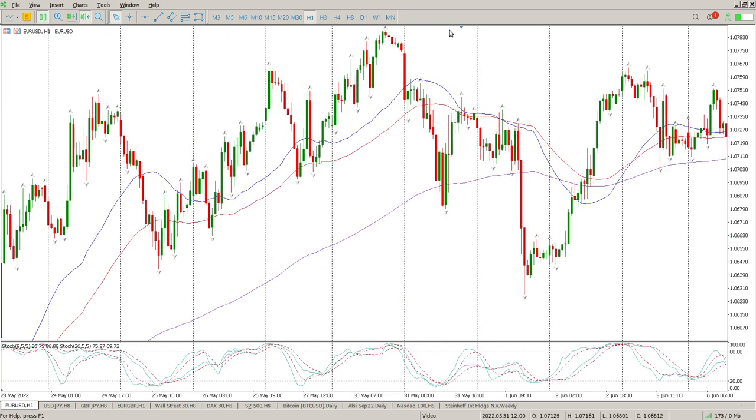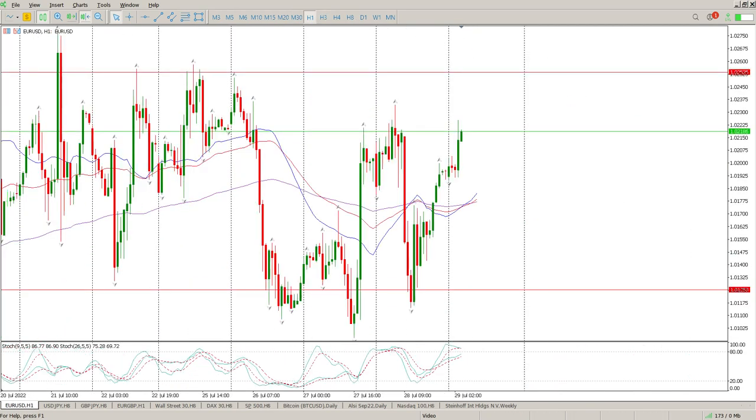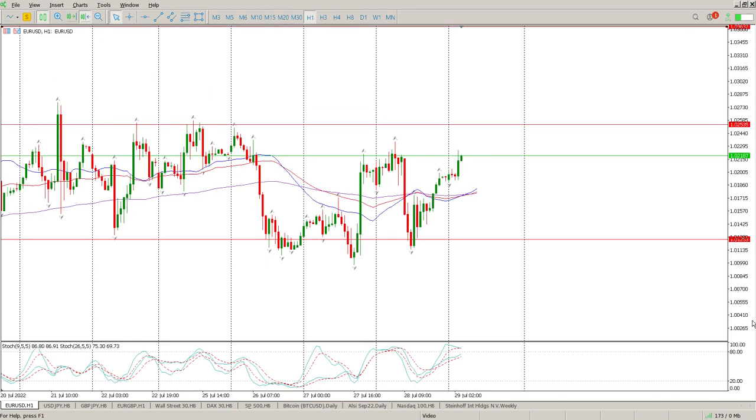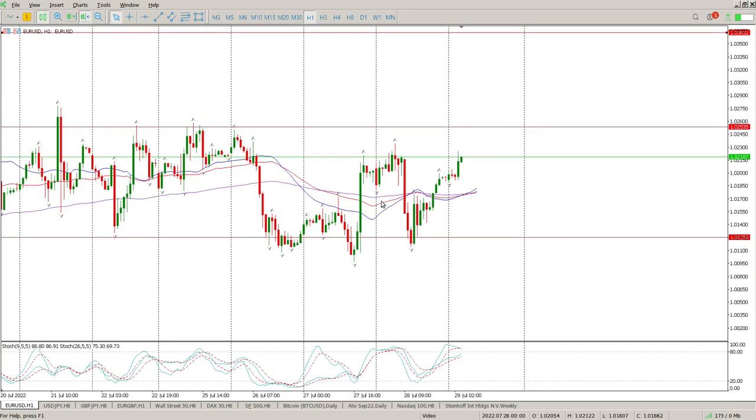So if we drop down to the hour, which is what we want to trade intraday, nothing really going on. You can see above and below the moving averages. So yesterday was a big down, big up. So we need to clear that area before I'm interested in trading this pair.